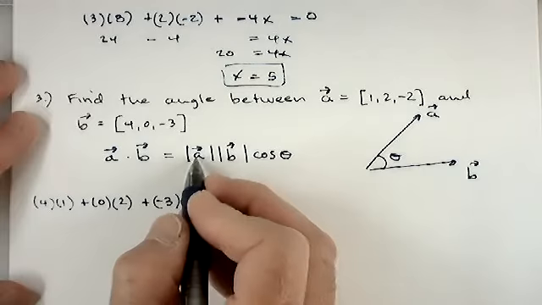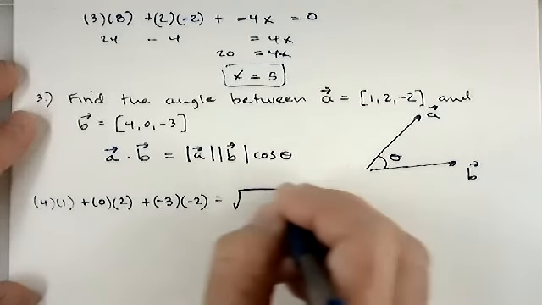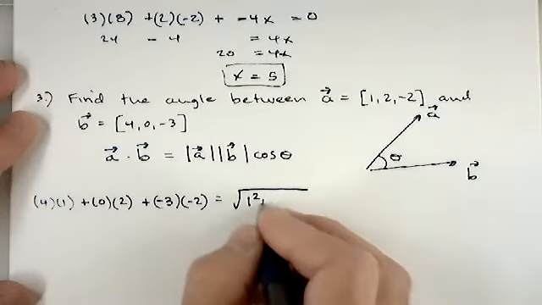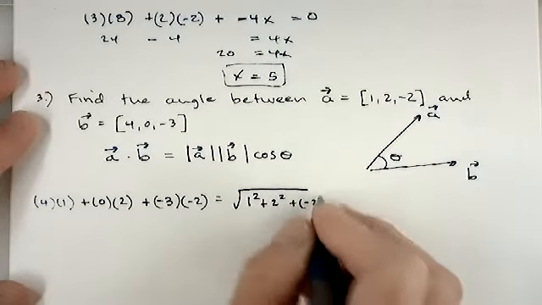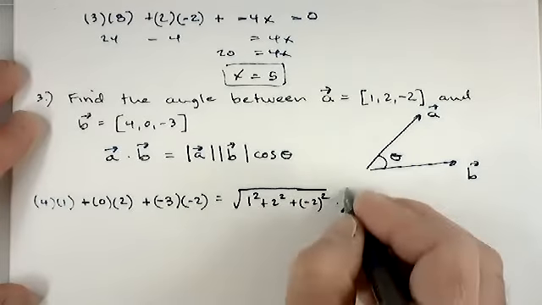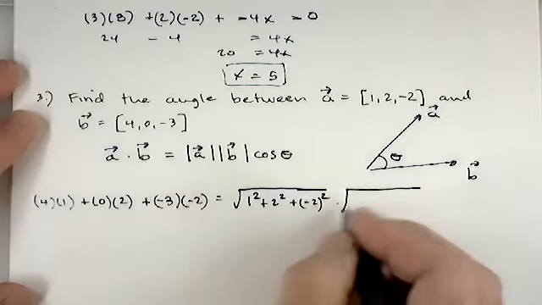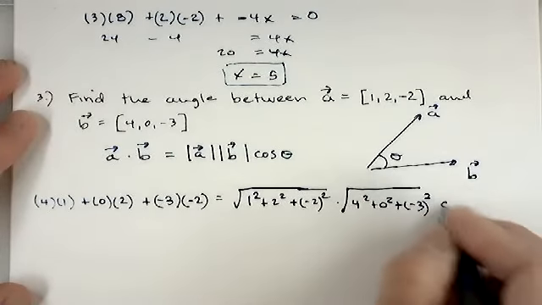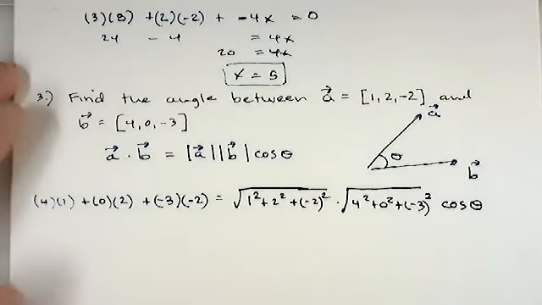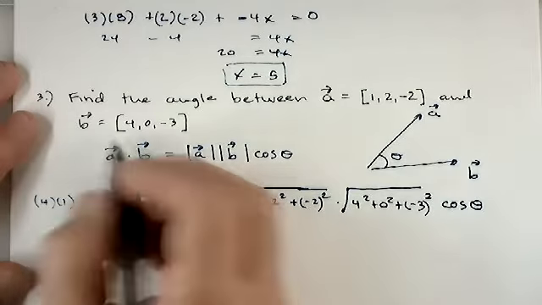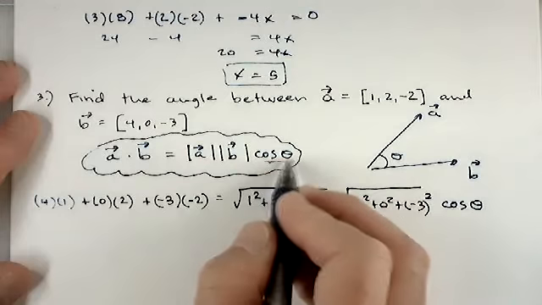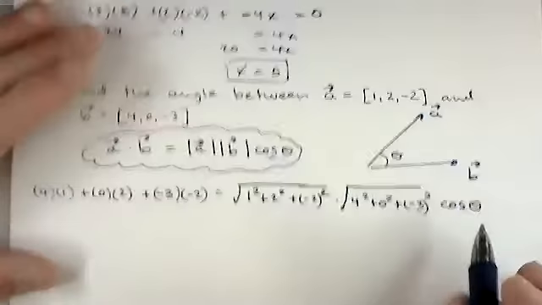I know how to find the magnitude of A. That's just going to be the square root of 1 squared plus 2 squared plus -2 squared. Same thing for the magnitude of B. That's going to be the square root of 4 squared plus 0 squared plus negative 3 squared. And the only unknown would be the cosine of theta. So as long as you know this, you can just manipulate it, because we'd be solving for the cosine of theta.